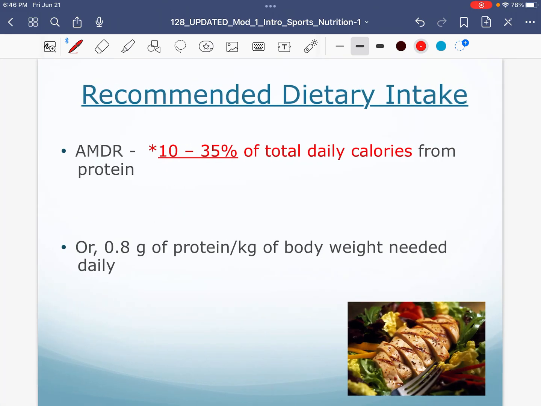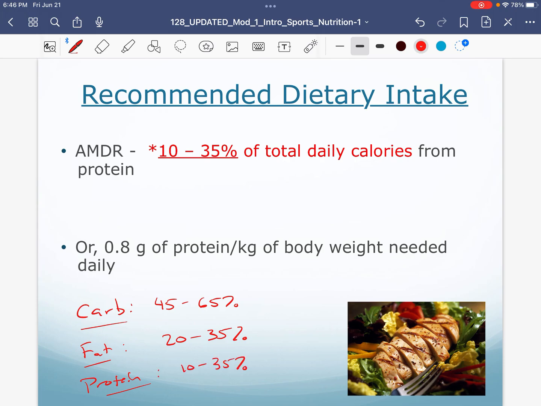Here's what I do want you to know. What is the percentage that we need each day? Again, you need to get these tattooed in your memory. Somewhere between 45 and 65% of our calories each day should come from carbs. What was the amount for fat? 20 to 35%. And then here we have protein. Somewhere between 10 and 35%.